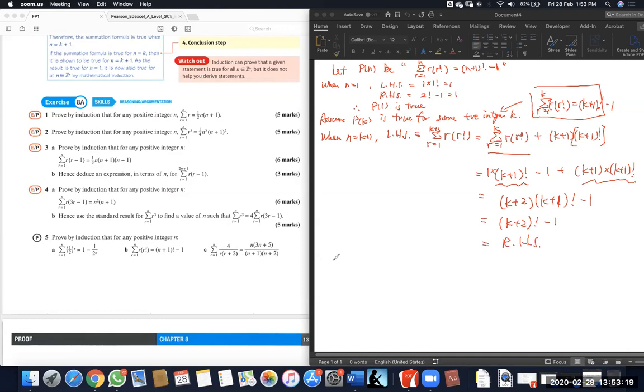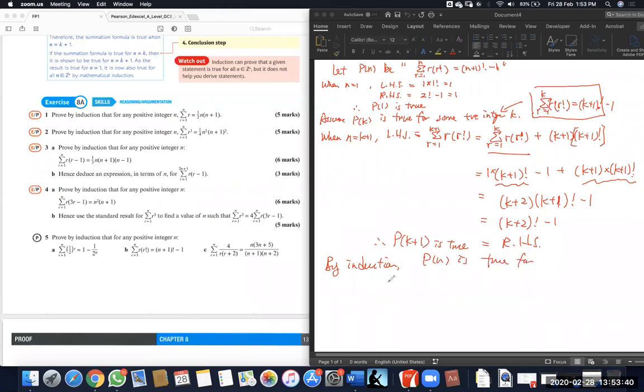Okay. So the last statement, by induction, sorry, you need to write down one thing more. So you say, therefore, Pk plus 1 is true. So by induction, the last step, by induction, Pn is true.